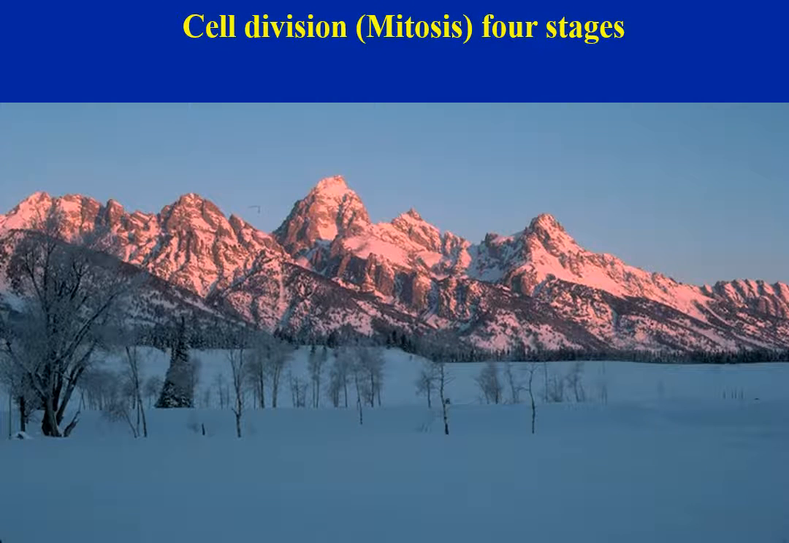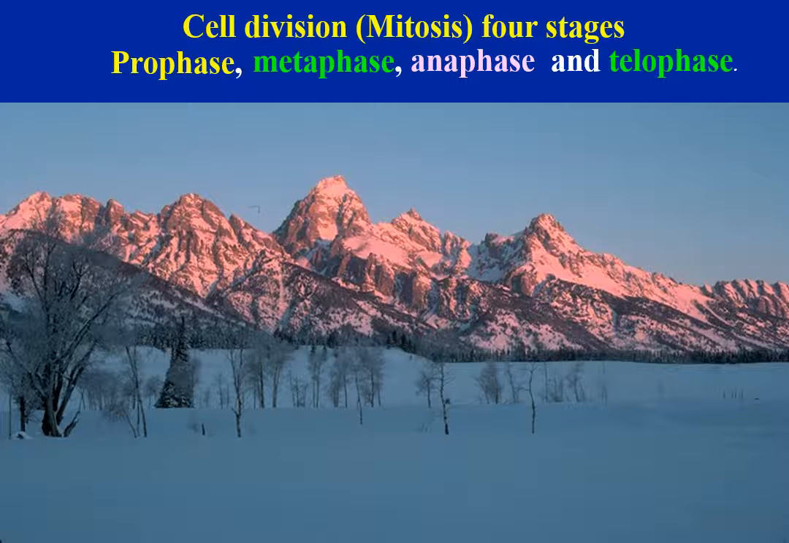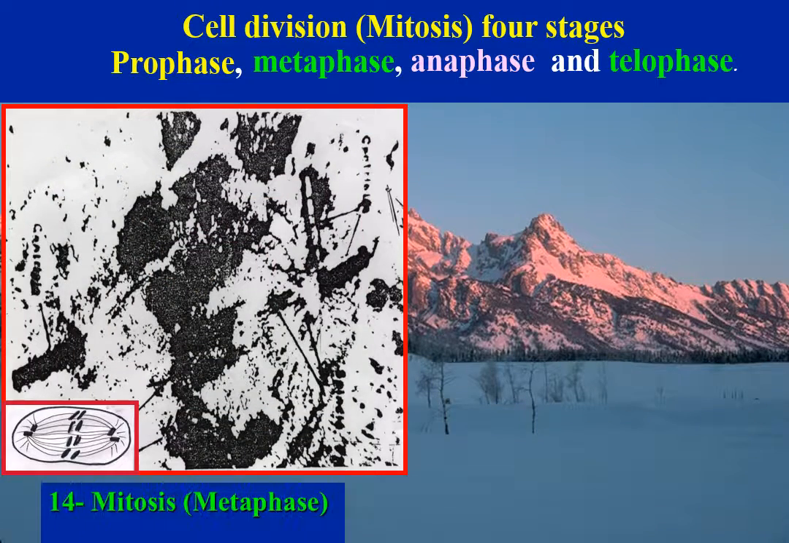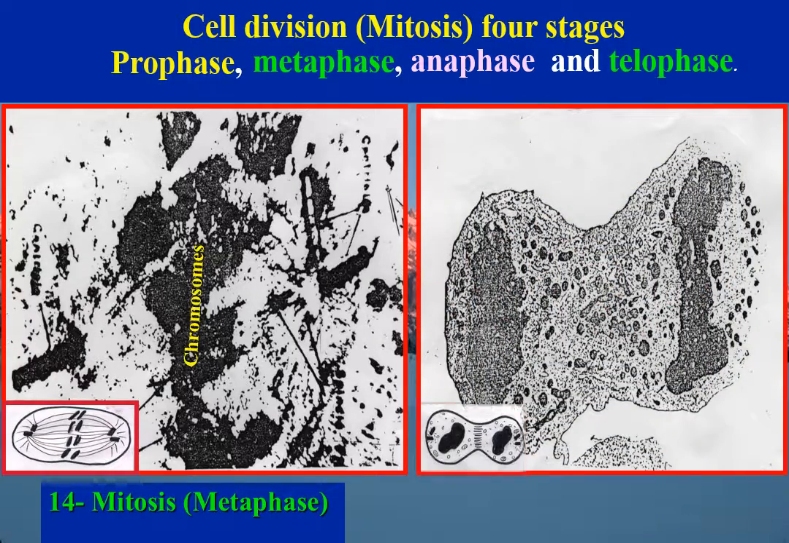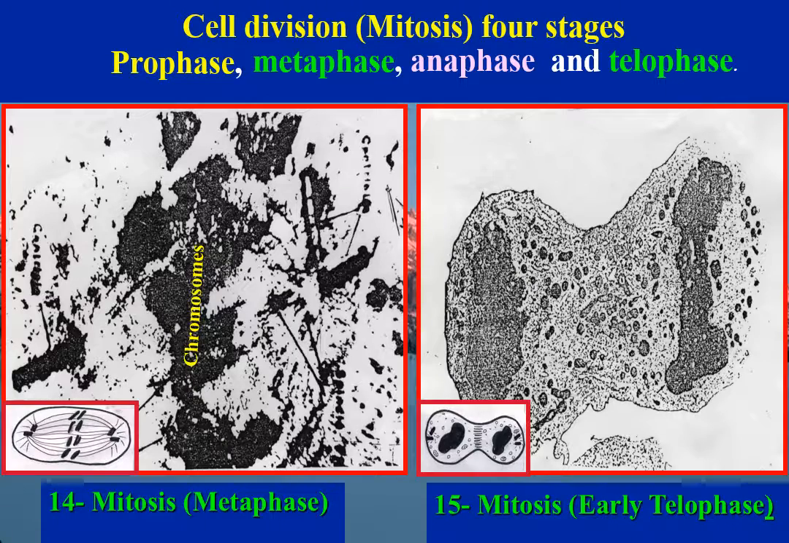Cell division, mitosis, is an indirect cell division occurring in somatic cells. Stages of mitosis: prophase, metaphase, anaphase, and telophase. Some electron micrograph photos of some stages of mitosis. Metaphase stage, in which the chromosomes are arranged in the equatorial plane. Early telophase stage, in which there is separation of the chromosomes towards each pole of the cell.